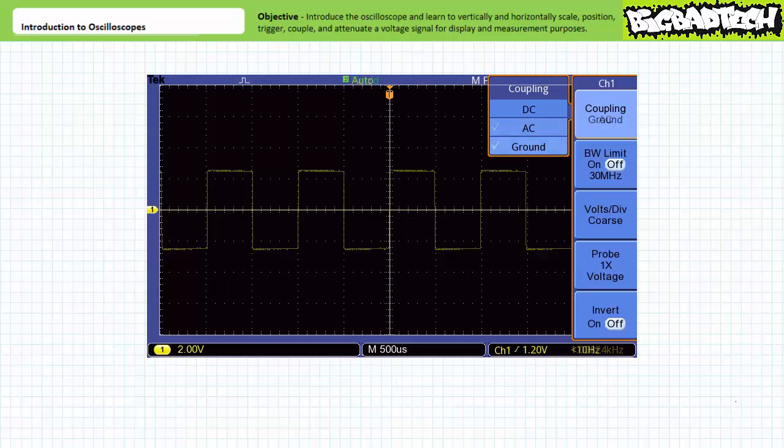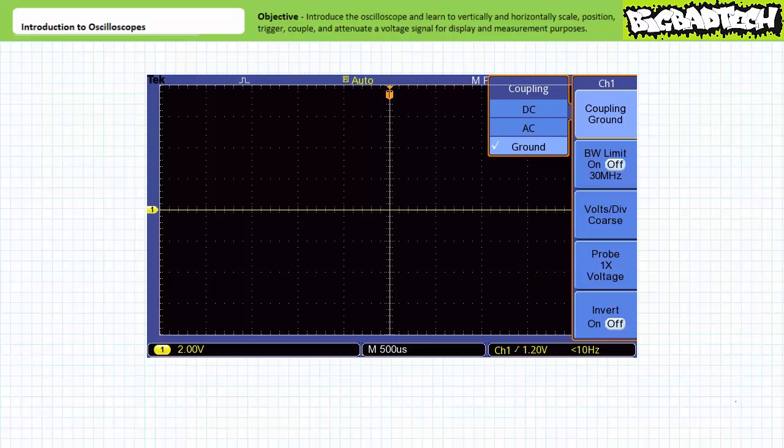If we rotate the multipurpose knob inside the operation and functions group to ground coupling, and then press the multifunction knob to select it, note the oscilloscope flatlines at ground. This setting is helpful if you're totally lost and just need to figure out where the trace is. By the way, you can turn off a channel entirely by pressing the menu button more than once. Press the menu button again and it'll return.